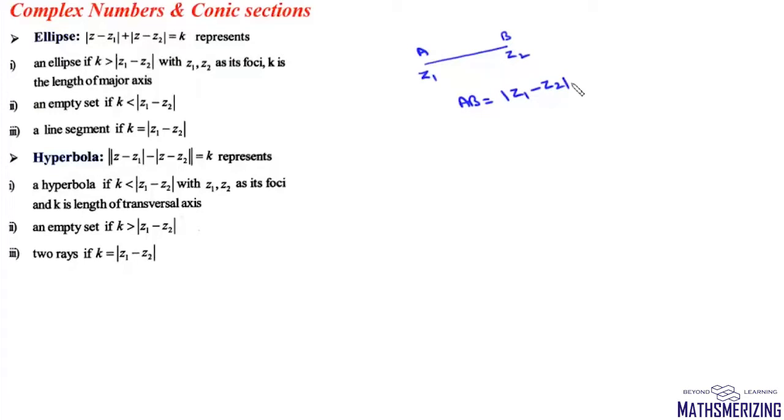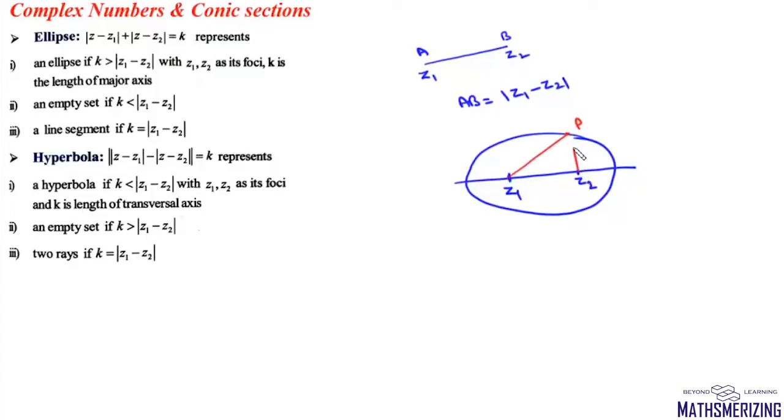Now we can write the equation of an ellipse using the focal property of an ellipse. If we have any ellipse whose foci are at say Z1 and Z2, then we know that the sum of distances of any point on the ellipse from the two foci is equal to the length of the major axis. Suppose this is S1 and this is S2, then we can write PS1 plus PS2 equal to 2a, which is the length of the major axis.